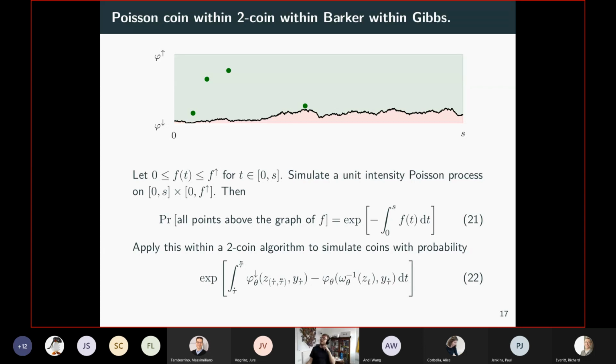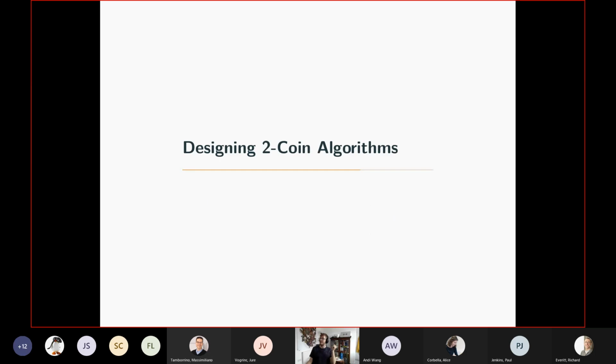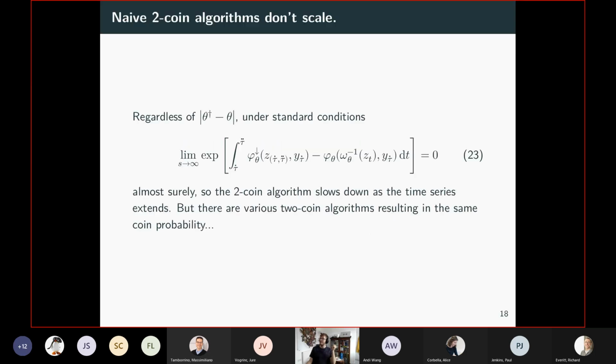Now, this in principle would give you an algorithm that you can implement. The main remaining issues are in actually making this practical, in terms of this problem with the runtime of the two-coin algorithm that I mentioned before. So regardless of what our parameter update looks like, how close theta dagger is to theta, standard conditions as your time horizon recedes.